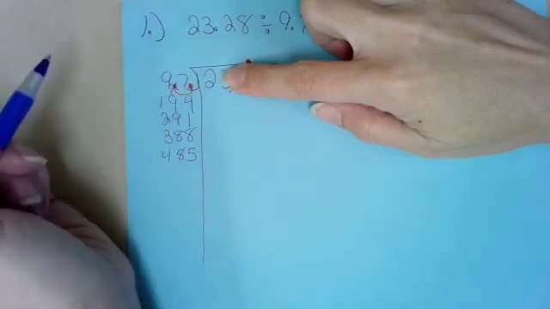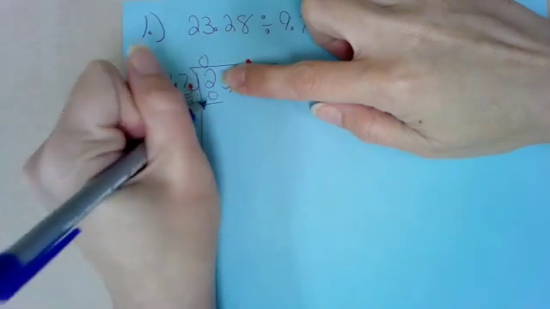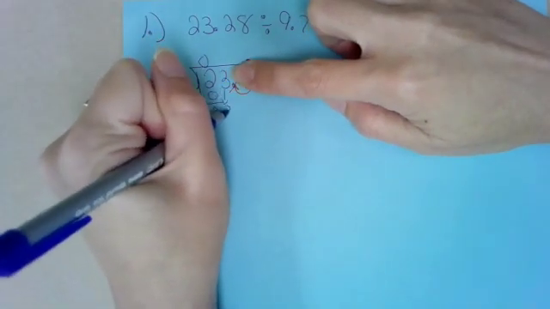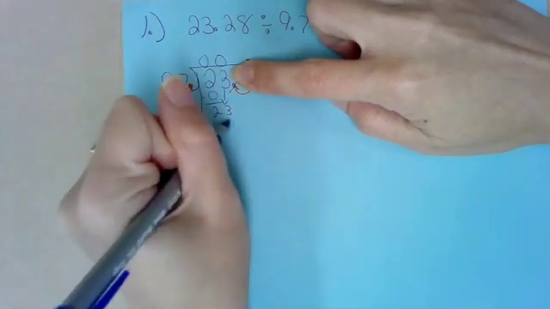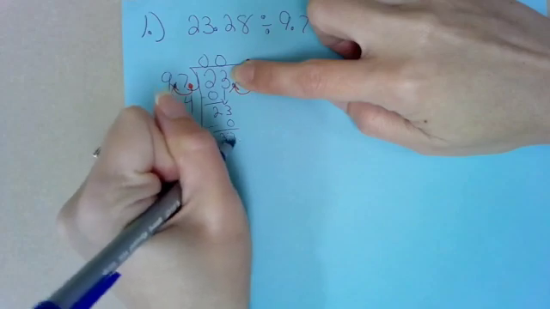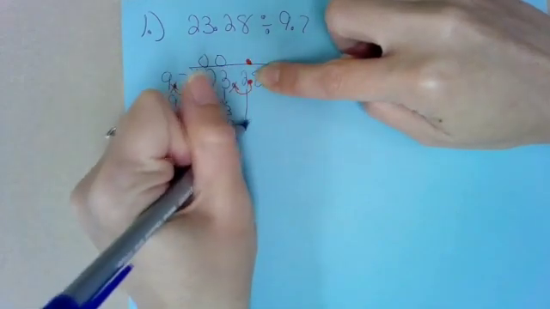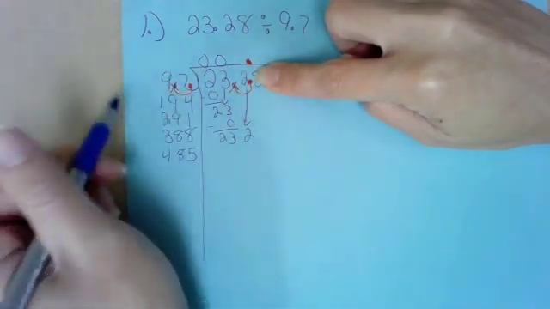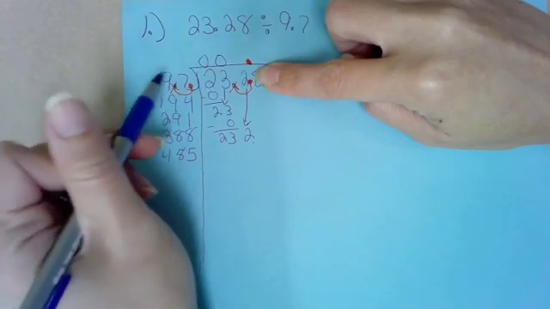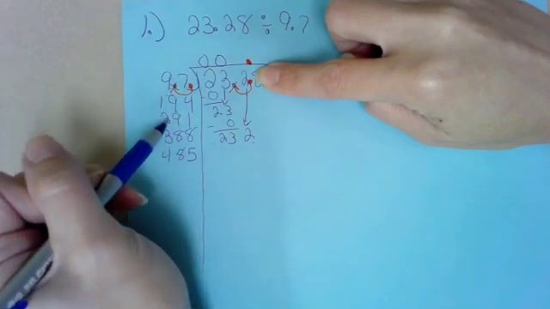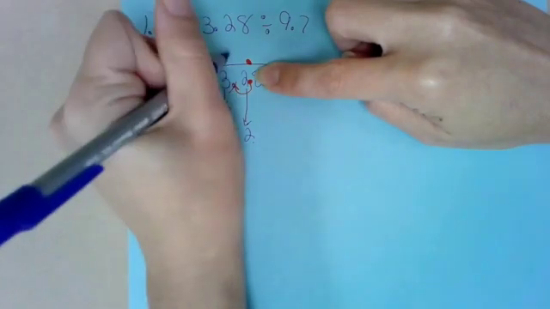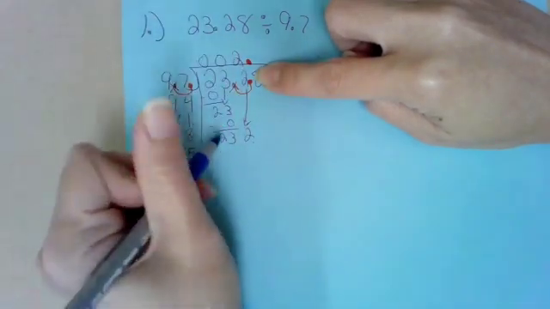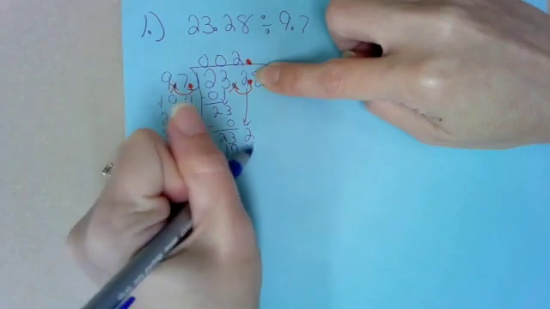2 divided by 97, can't do that. Bring down the 3. 23 divided by 97, can't do that. Bring down the 2. 232 divided by 97. I want to get as close to 232 without going over. 291 goes over, so I have to use the second multiple. 2 times 97 is 194.